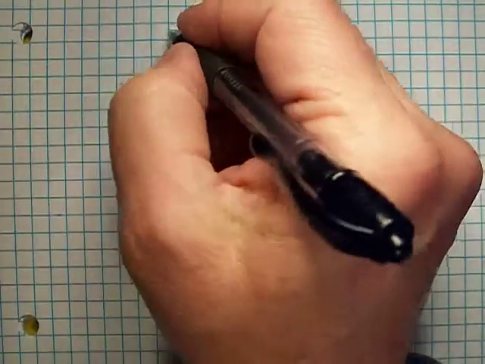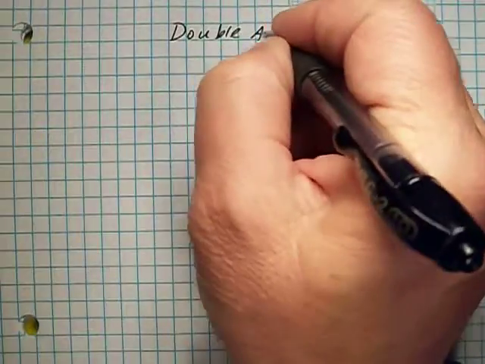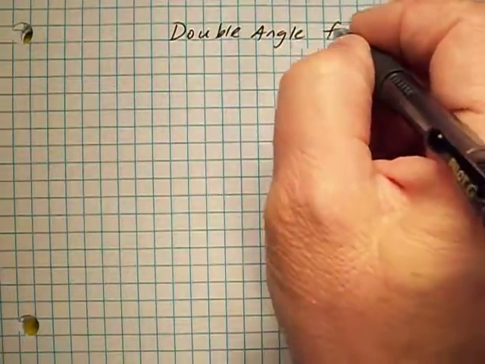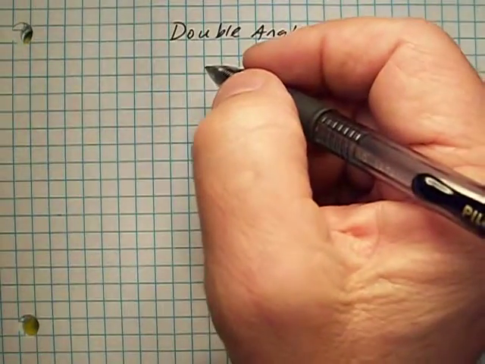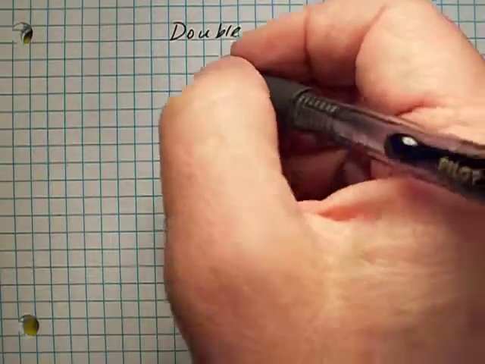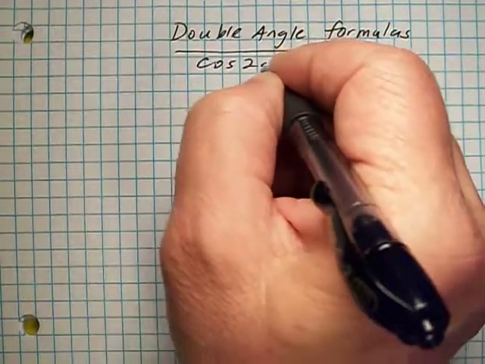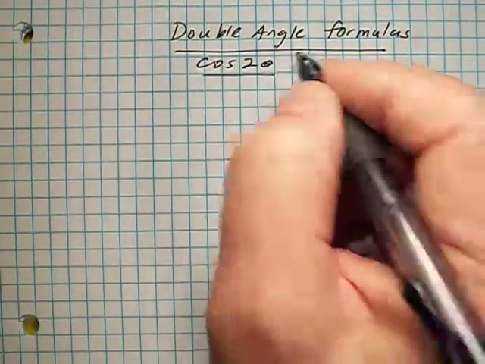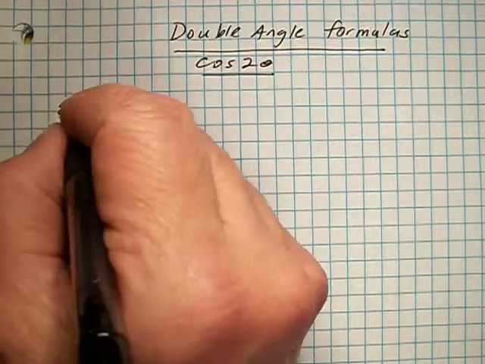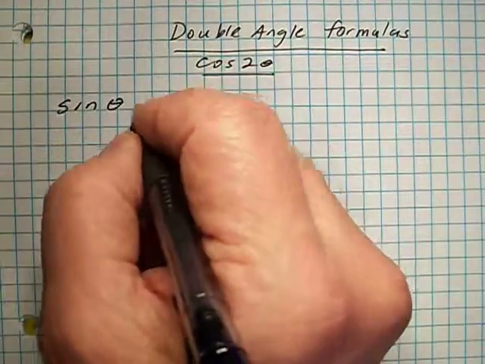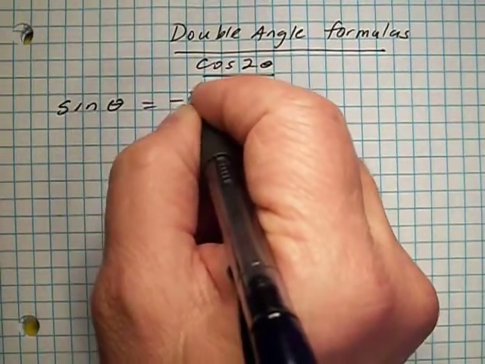Okay, today we're going to look at double angle formulas in trigonometry. We're going to do one example, and we're going to use the formula for cosine 2 theta. Okay, so we're given that sine theta equals negative 8 over 17.